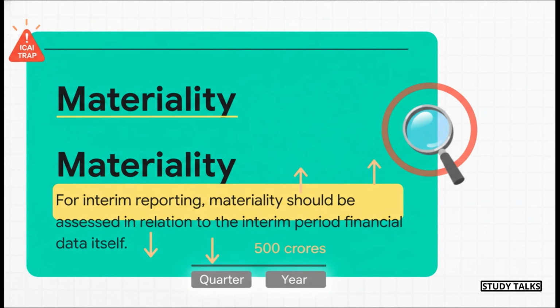So, let's say a 50 lakh expense might seem like nothing compared to a company's expected annual turnover of 500 crores. But what if in Q1, the turnover was only 5 crores? Suddenly, that 50 lakh expense is a very big deal, right? So the rule is you judge materiality based on the interim numbers themselves, not some future annual forecast.